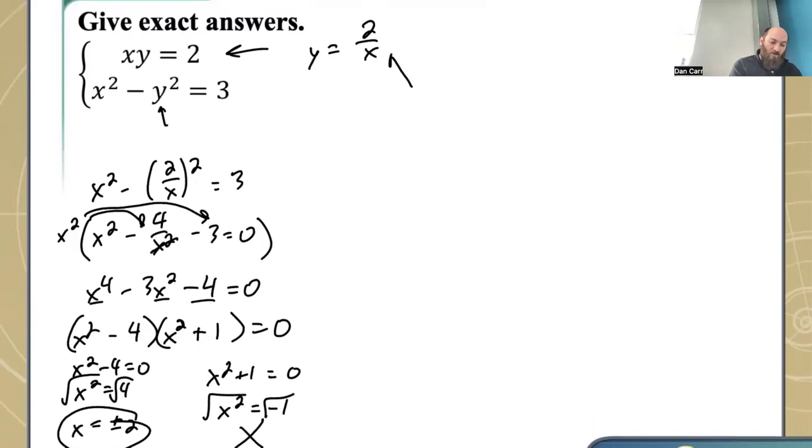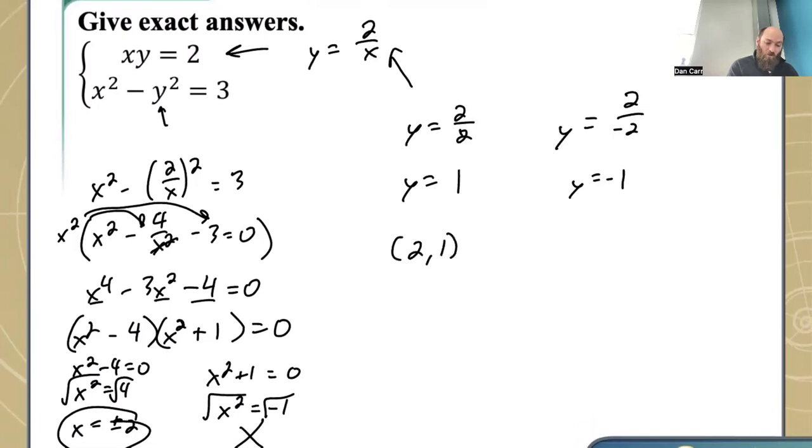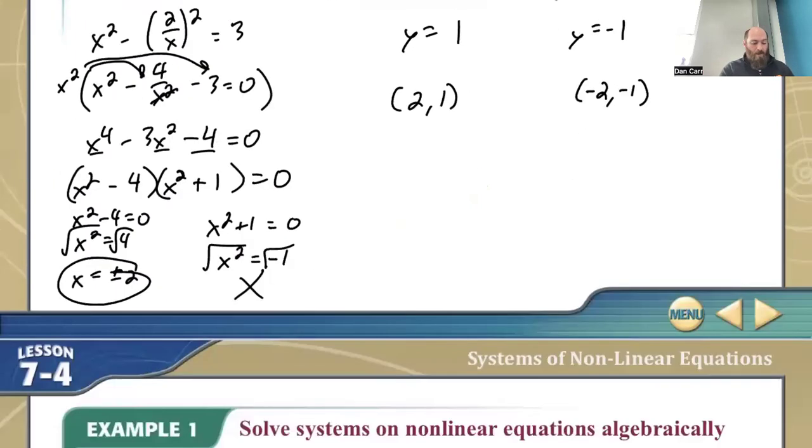Now I'm going to go back to this original equation. I'm going to find y, because remember, the goal is to find points on the graph where they cross. So in my first case, I'm going to have 2 divided by 2, which gives me 1. In my second case, I got 2 divided by a negative 2, which gives me a negative 1. So that means my 2 solutions are 2, 1, and negative 2, negative 1, because that's my 2 x's here, and the resulting y's from plugging those back in.